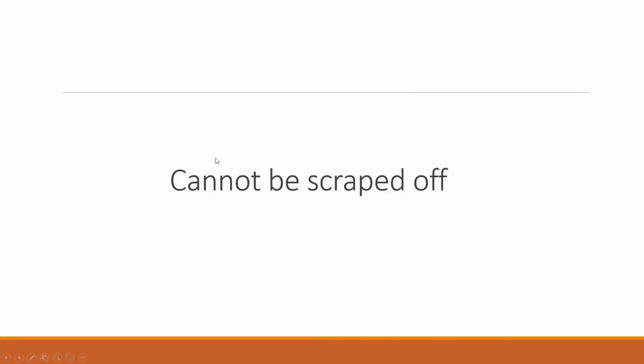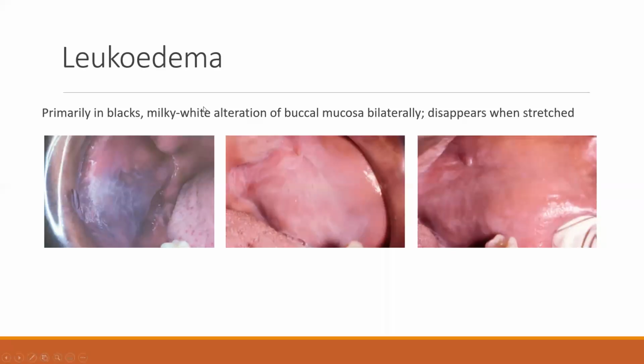These were some of the lesions which could be scraped off. The next ones are the white lesions that cannot be scraped off. Again, the first one will be the first developmental one. This is called leukoedema. It occurs most commonly in blacks compared to whites.